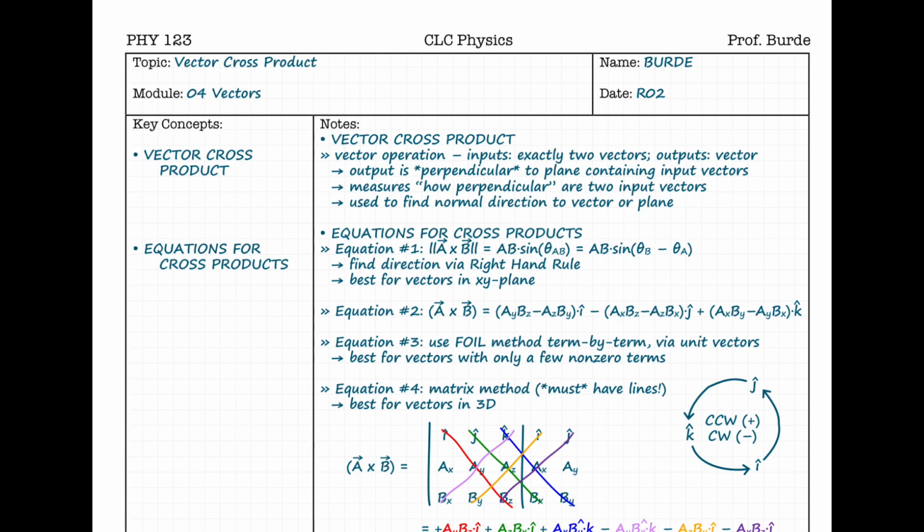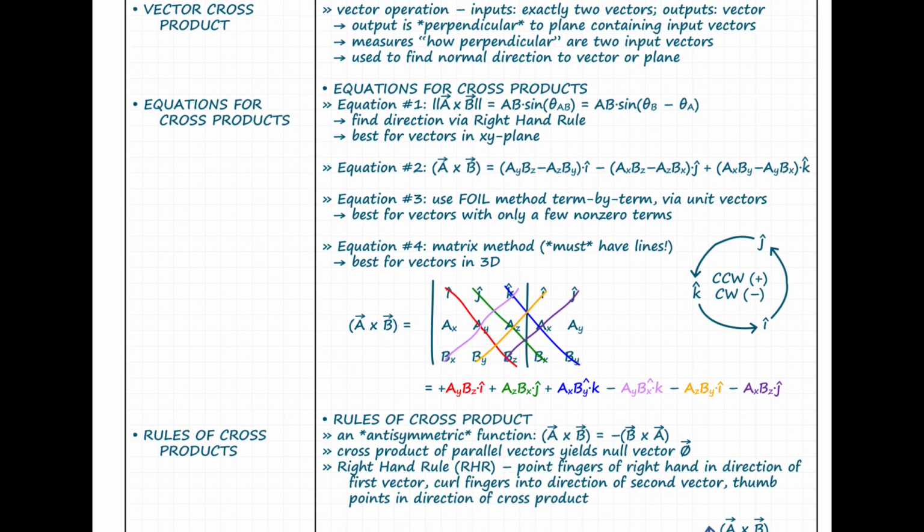So we use the vector cross product for various reasons. One is to find the normal direction or the perpendicular direction to a vector or to a plane. There are a couple equations for a vector cross product. The first one, if we're saying the vector cross product here, notice I have the double absolute value bar.